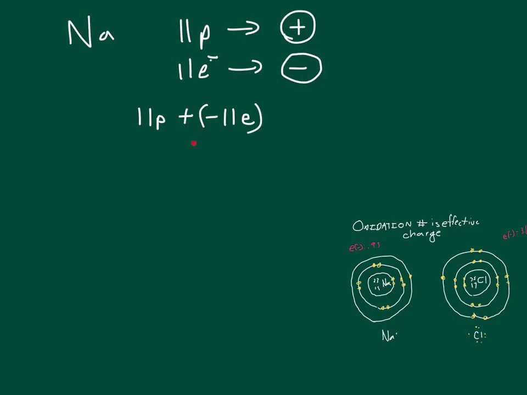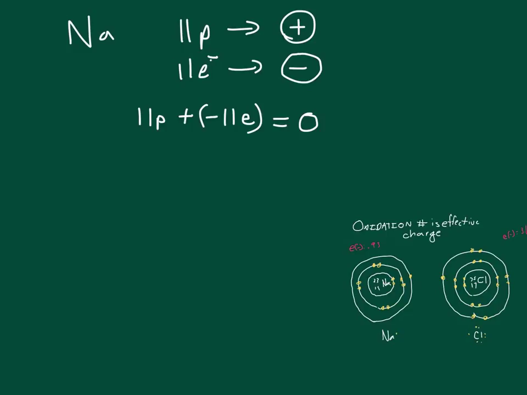This little negative signifies the negative charge, because if not, we're going to have sodium with a charge of 22, and that's way too big. Normally sodium when it's neutral has a charge of 0. So if we do 11 minus 11, which we have here, sodium has a charge of 0.